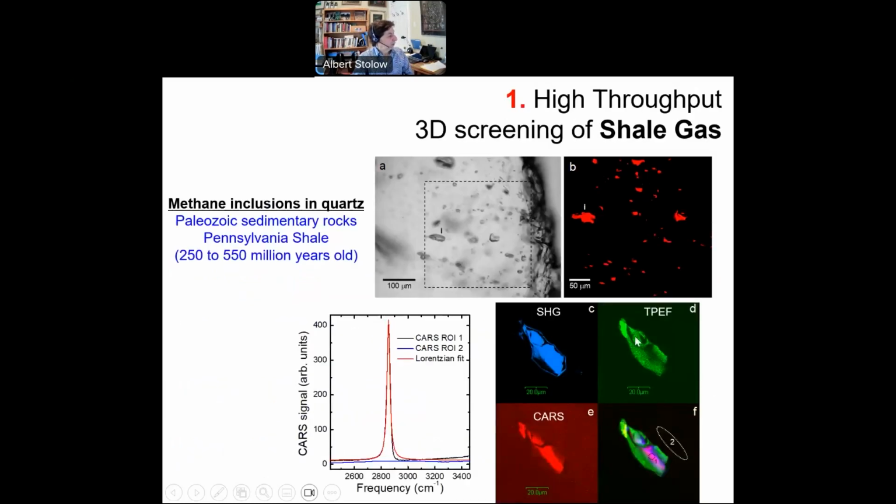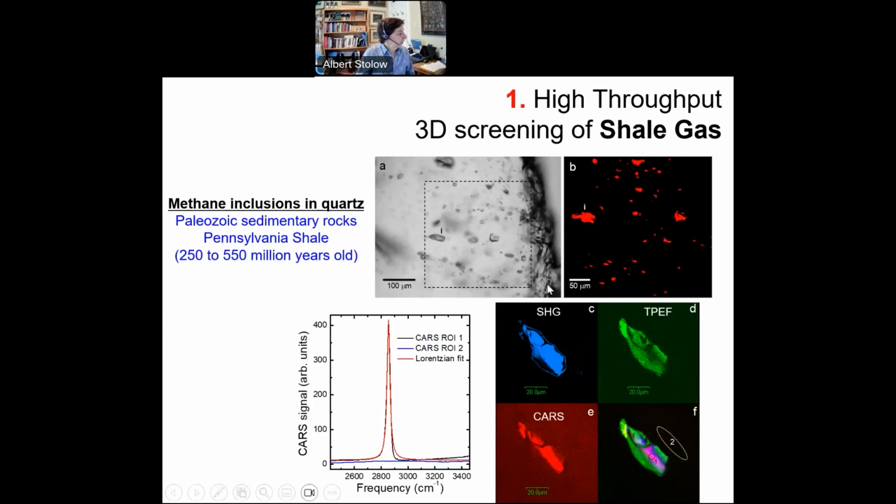So here's an example. This is a white field, if you like, just bright light, visible image of a piece of rock. This is quartz, 250 to 500 million years old. And I'm going to look at this section here. I can see that there's some gas bubbles from the optical microscopy, but I cannot tell you what it is. I don't know what it is.